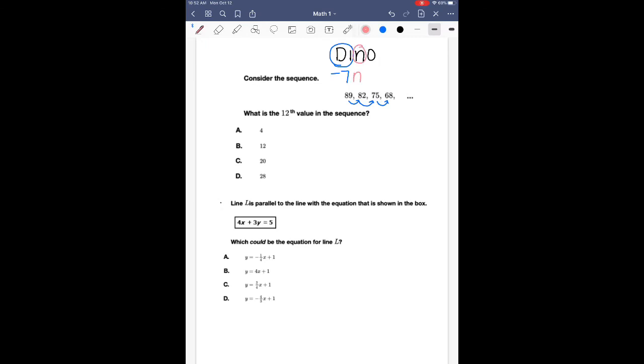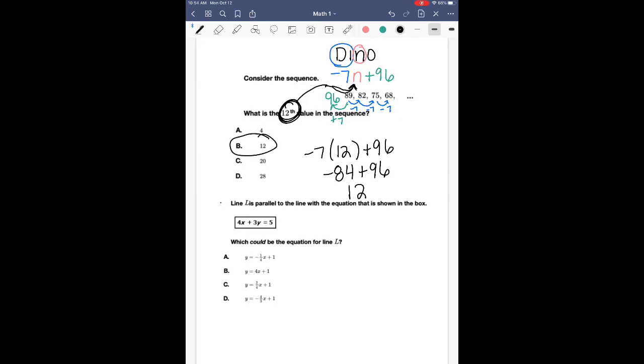Then we have our N, that's our variable. And then we want the initial term. That initial term is what we would get if we went back to term 0. Working backwards, I would add 7, and that's going to give me 96. So plus 96. Now, once I've got this all set up, I can take 12 and plug it in for the term number. So this would be negative 7 times 12 plus 96. Negative 7 times 12 is negative 84, plus 96 is 12.